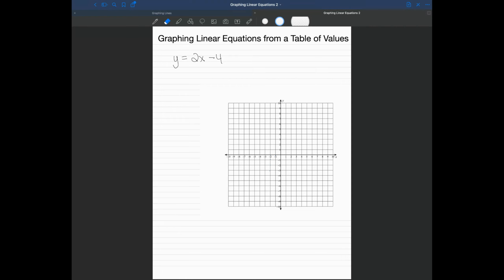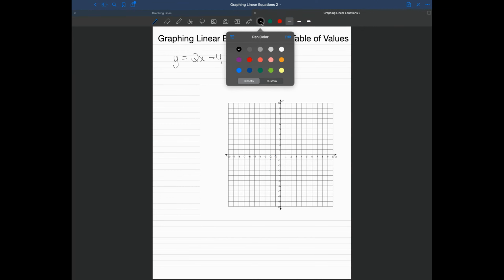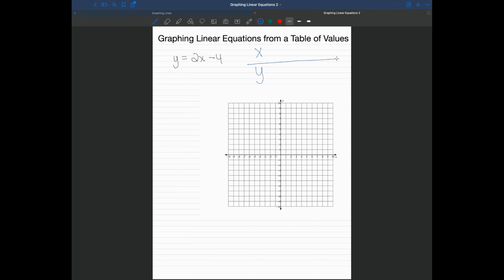We're going to go ahead and create a table. You have a couple of options here. You can create a horizontal table, or you can create vertical tables. I'm going to do both methods with you today, but we're going to start with horizontal. So I'm going to create a table of values for x and y, and I am going to pick 3 values for x, and there's a reason for that, and I'll explain it to you once we get graphing.